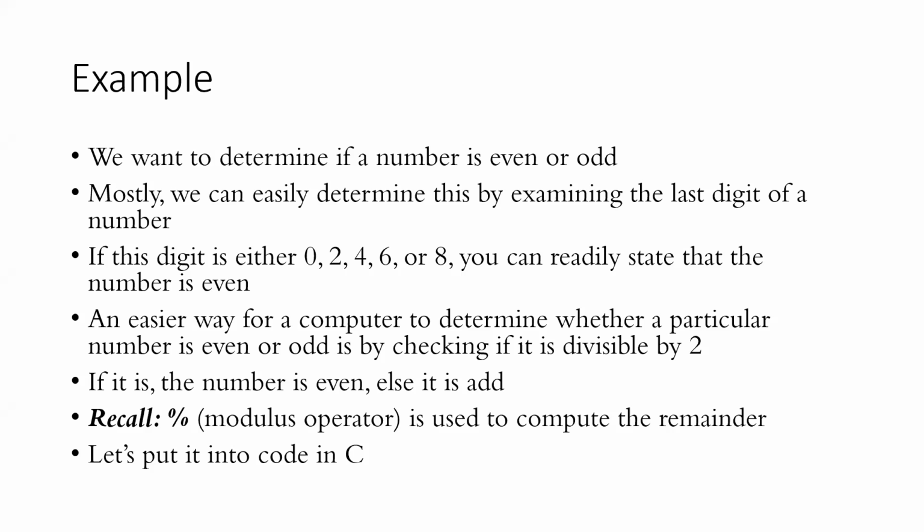Okay, so an easier way for a computer to determine whether a particular number is even or odd is by checking if it is divisible by 2. If it is, the number is even, else it is an odd number. Recall in our previous lecture that your modulus operator, or remainder operator, is used to compute the remainder. So let's put it into code in C.